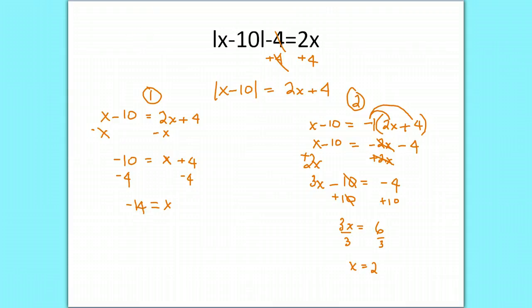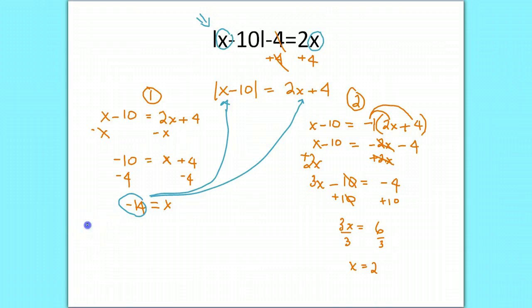Now always with absolute value, it's a good idea with any problem, but definitely with absolute value, you want to actually plug these numbers back in and check them. So I'm going to take the negative 14 and make sure that it actually works. So I'm going to plug it in right there and right there. Or you actually could go back to your very original equation and plug it in. That's actually usually what you do. So let's do that. Let's go all the way back up here and plug our x values in.